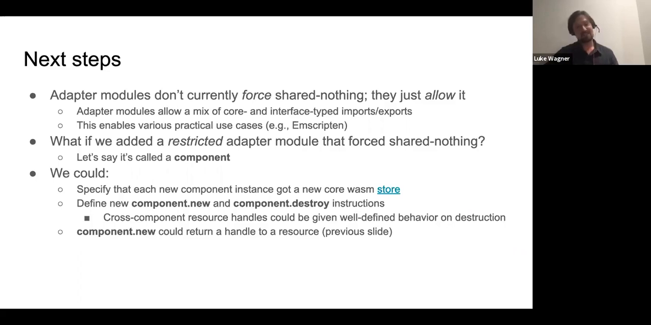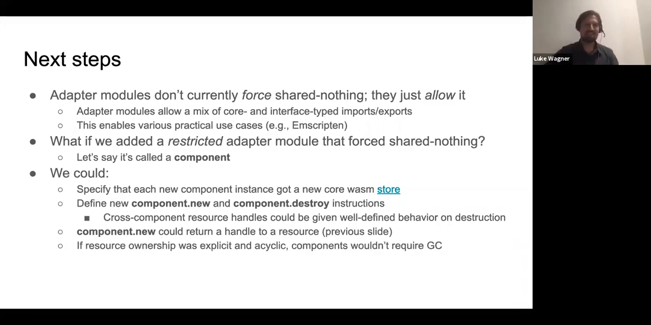Even more cool, component.new could return a handle to a resource in the sense of the previous slide. So when you have abstract resources, they could be implemented either by allocations inside a linear memory or by whole component instances. So it's kind of a cool abstraction. And if resource ownership is explicit and acyclic, as previously suggested is necessary, then components wouldn't require GC.